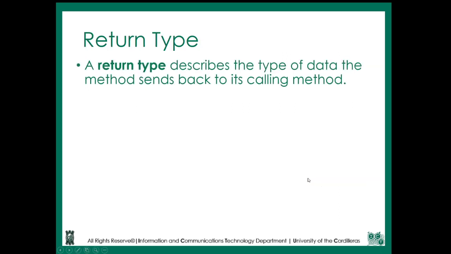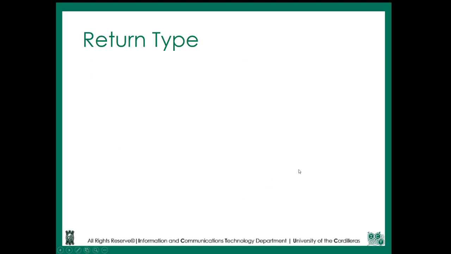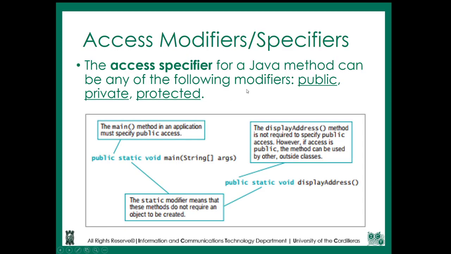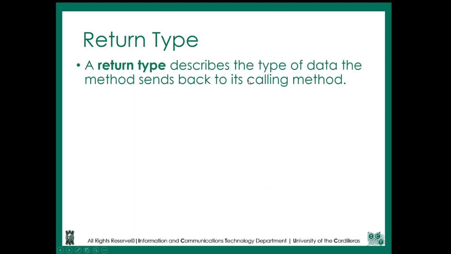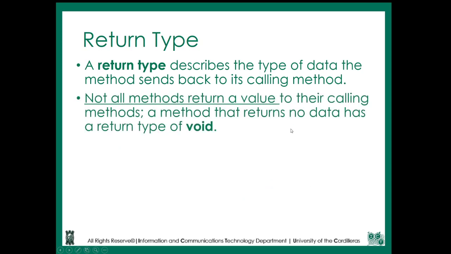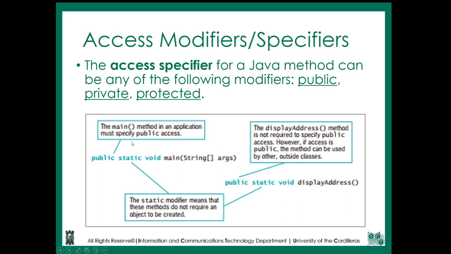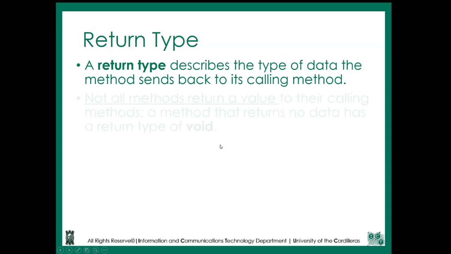Next is what we call the return type. So we have the public, which is what we call the access modifiers and specifiers. Next is the return type. Return type describes the type of data the method sends back to its calling method. What does it mean? The return type here, as you are seeing, is an example of a return type, void.